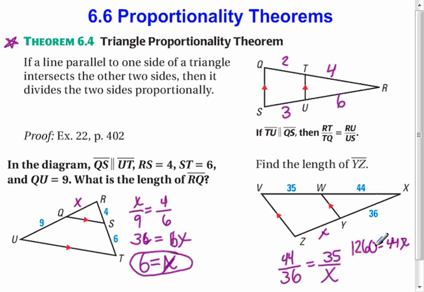Okay, 1260 divided by 44. I don't think that goes in evenly. Alright, so I think you can reduce it to 315 over 11, or about, we could say, for a decimal, this length would be about 28.64.